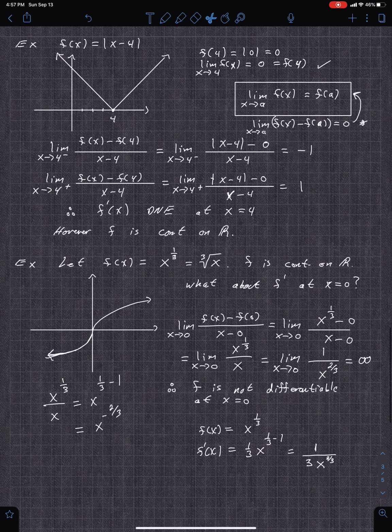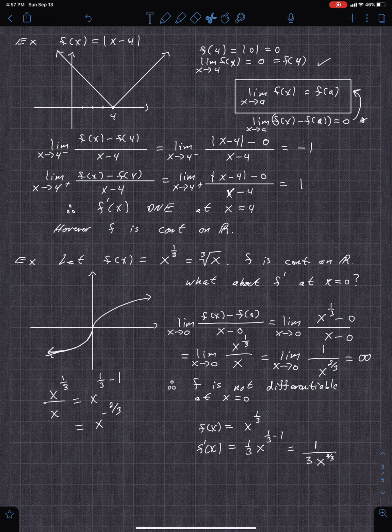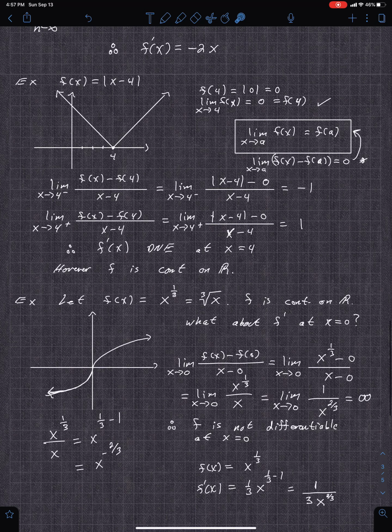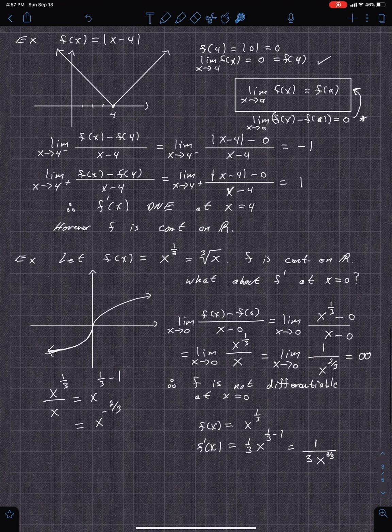Okay, so try all of these. I'll walk through it with you. So copy this down. Here's f of x, and we know that's just the absolute value function shifted over 4 units. So it's this absolute value function here. What I'm developing here is limits on either side. What's the derivative on either side? So we're going to do one-sided limits and talk about that.